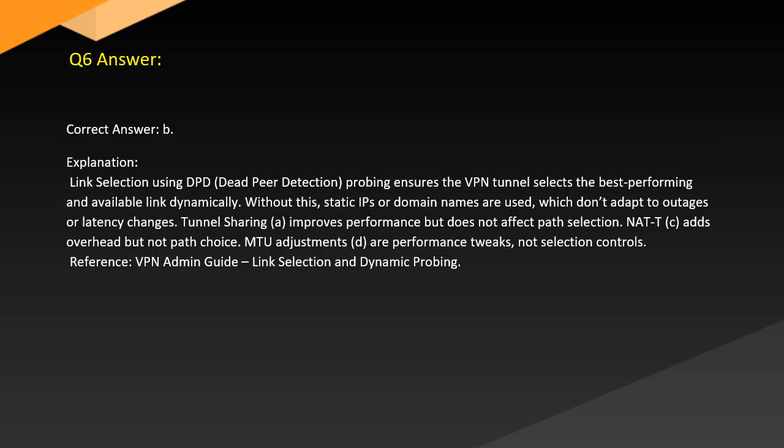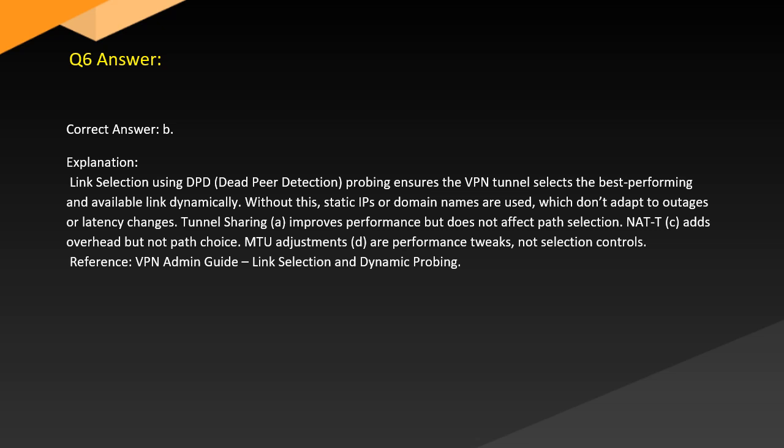Answer. Correct answer, B. Explanation. Link selection using DPD. Dead peer detection probing ensures the VPN tunnel selects the best performing and available link dynamically. Without this, static IPs or domain names are used, which don't adapt to outages or latency changes.